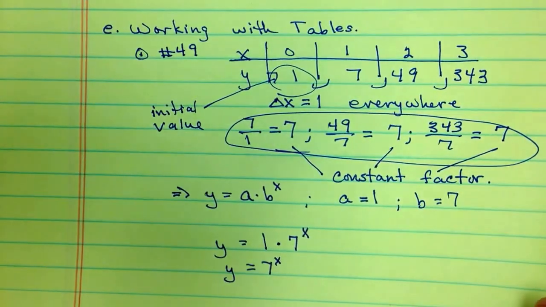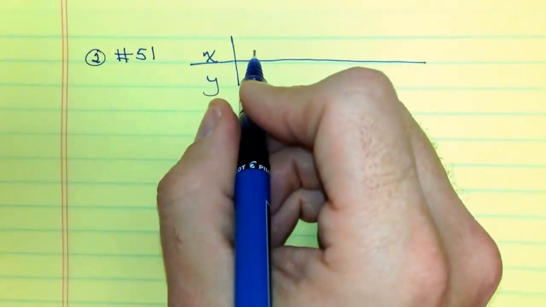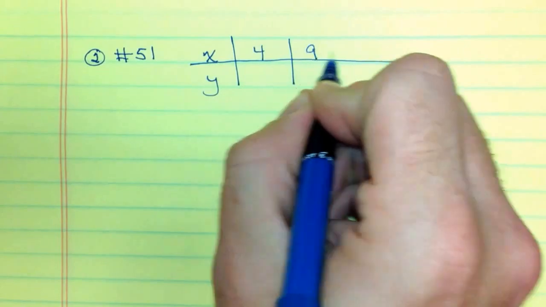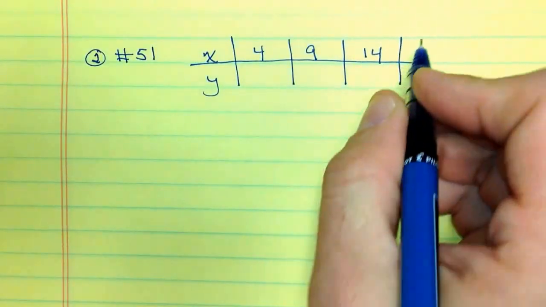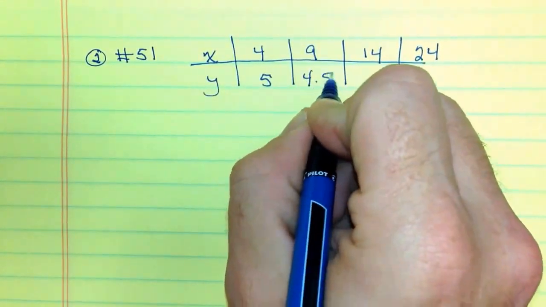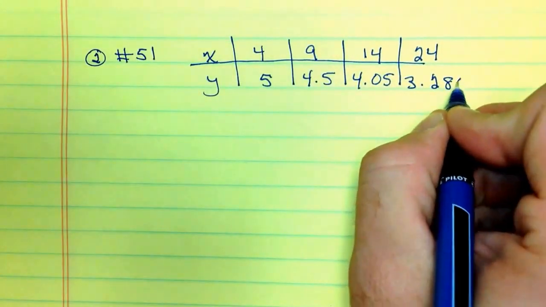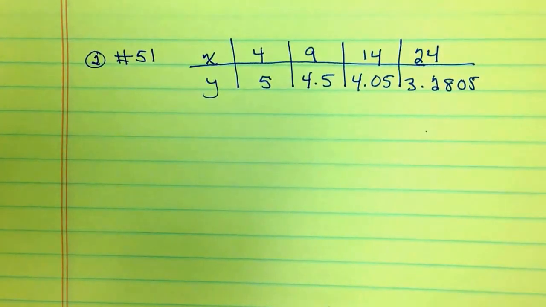Now how about something a little harder? What if we look at number 51 out of the textbook? Here we will have x against y again. The x values are 4, 9, 14, and 24. Y values 5, 4.5, 4.05, and 3.2805.